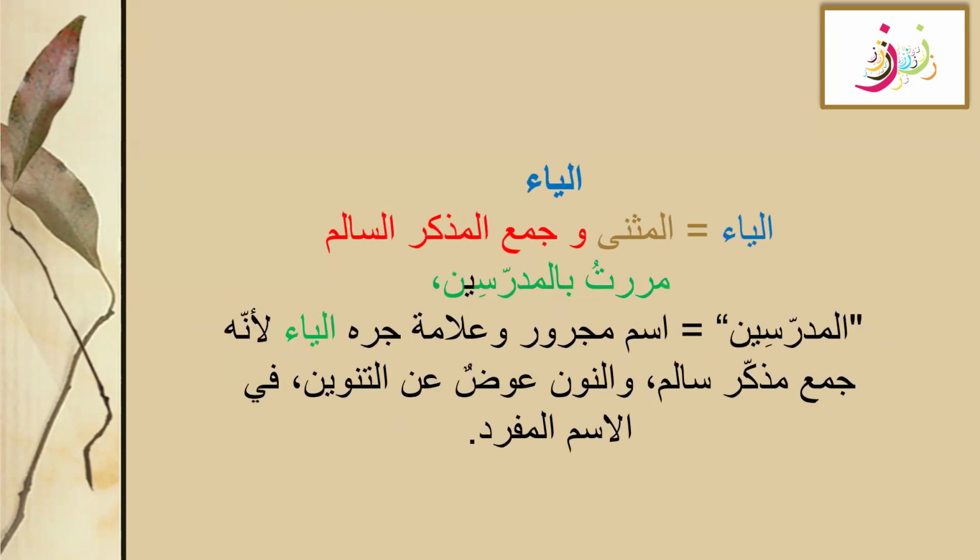Again, the ya, now it's jam' muzakkar salim: marartu bil-mudarrisina. Mudarrisina, mudarrisuna, mudarrisina. So here, mudarrisina, you know that it is passed by the teacher. Here you can see it is preceded by a harf jarr, so there will be ism majrur, alamatu jarrihi al-ya, because it is jam' muzakkar salim.